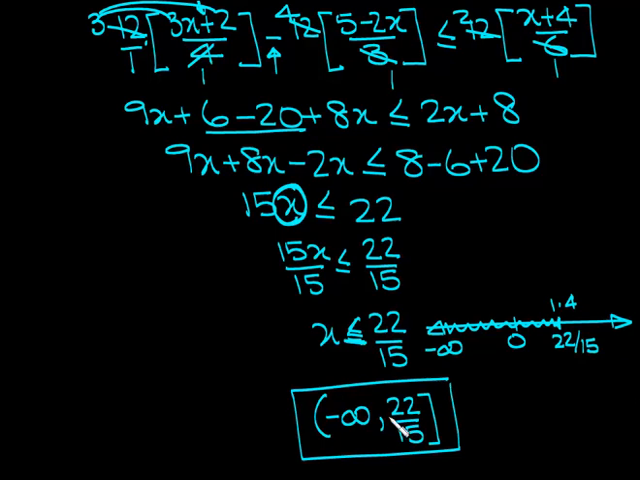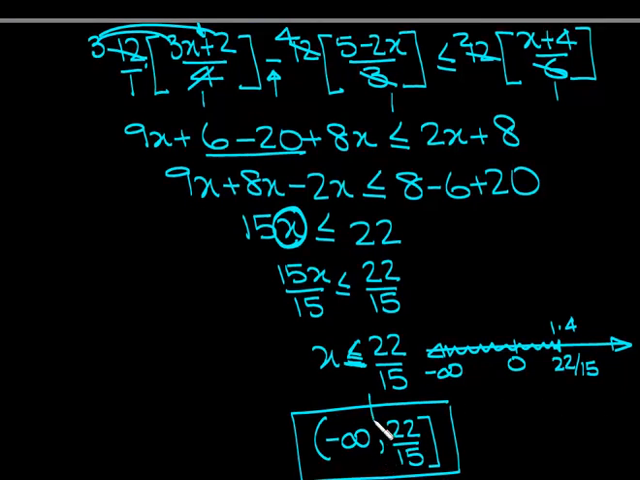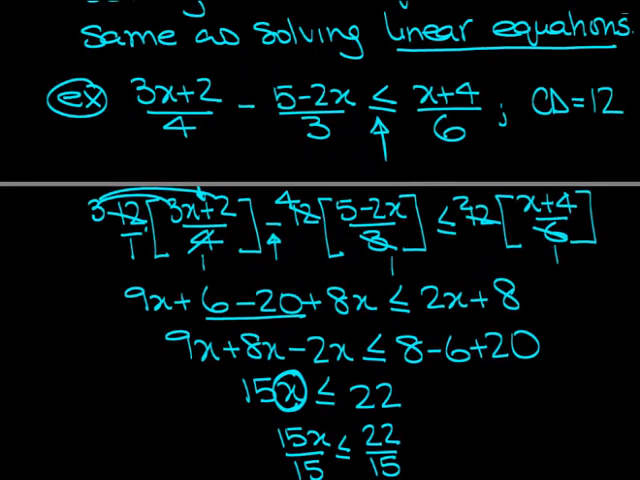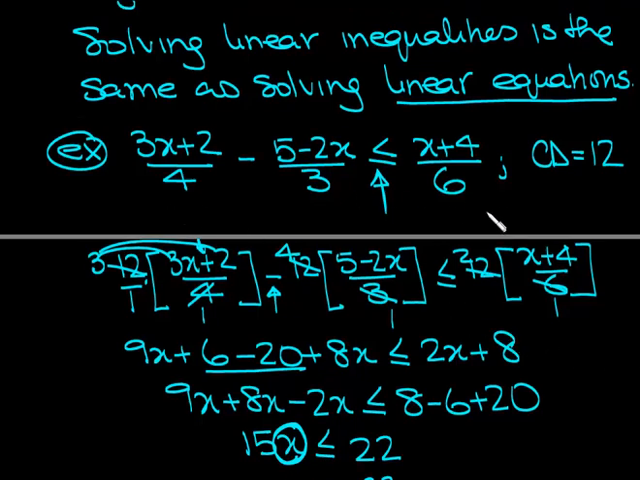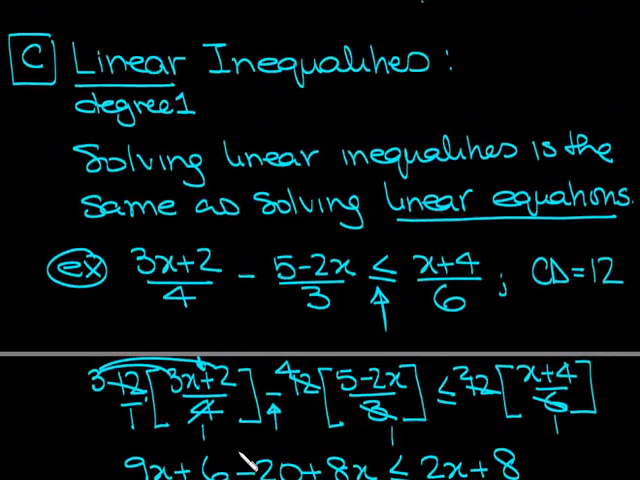So with inequalities, we always want to write answers in terms of intervals because we get infinite solutions. There's infinite numbers between negative infinity and 22 over 15. You can always check your answers just like we did with equations by picking any number in this interval to see if it satisfies the inequality that was given to us. Since 0 is in that interval, let's pick 0 to see if it works.